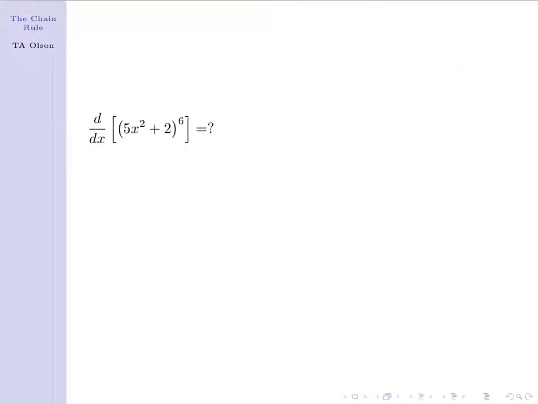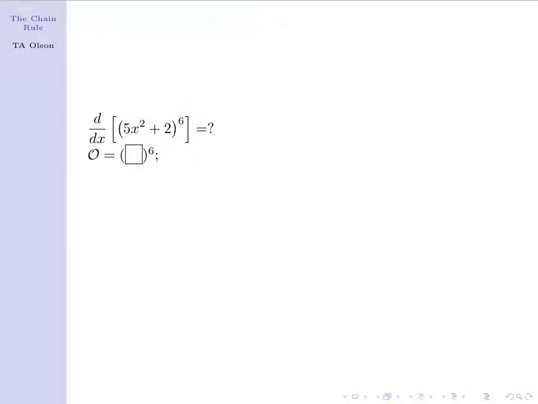All right, so what is the derivative with respect to x of (5x squared plus 2), and that whole thing to the power of the 6th? Now, we have an outside function, that's our blah to the 6th bit, and we have an inside function, 5x squared plus 2. So let's break it off into the outside and the inside and do those derivatives individually.